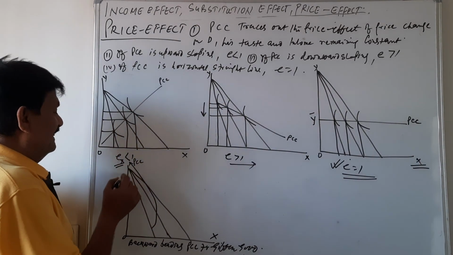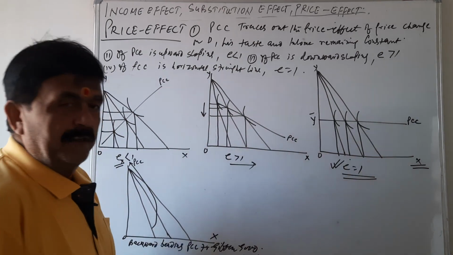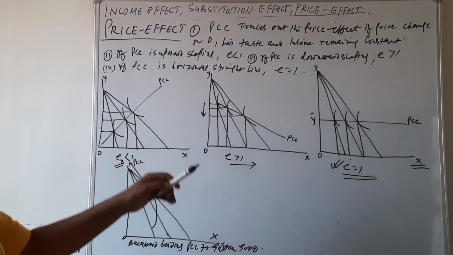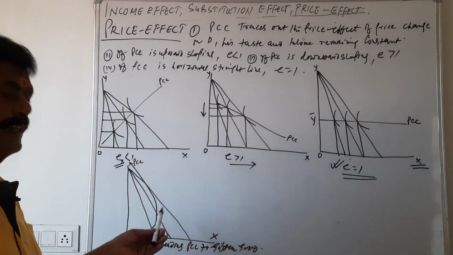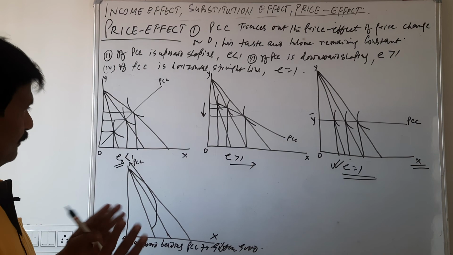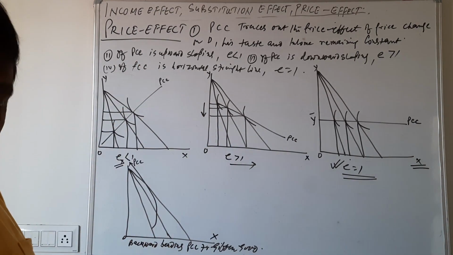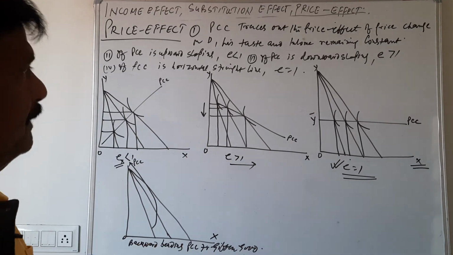This becomes PCC, and this PCC conforms to the given good. So these are the various shapes of the PCCs. I have explained income effect, substitution effect, price effect, and finally in a few minutes I am going to explain that price effect is the very sum total of income and substitution effect.